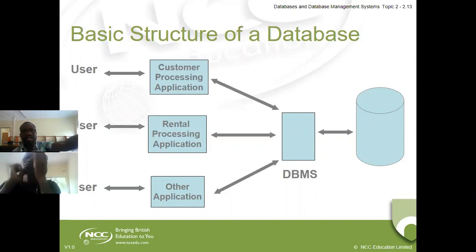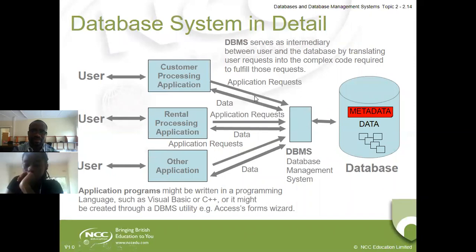One user is for the customer processing system. The second user is rental processing applications. The third user is other applications. It could be HR or procurement or anything. All these are connected to one DBMS. As you can see, it's one DBMS, then one database. Are you able to see that? Yes. Okay.